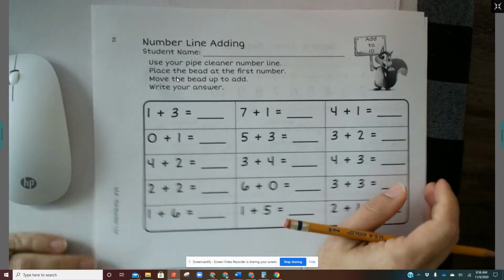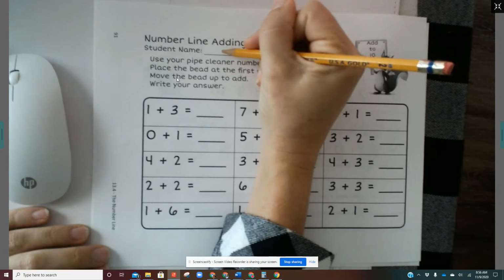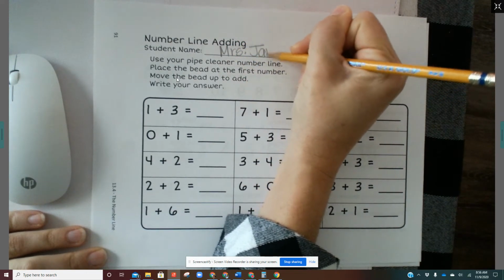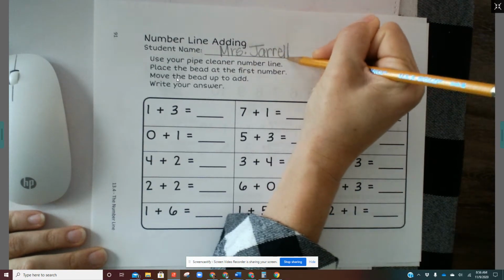Okay, first let's write our names. Remember, first name and last name. We have to be practicing.